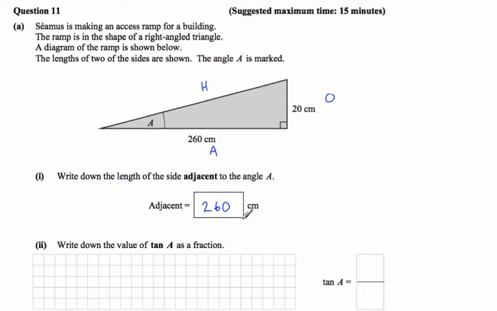Part 2 says, write down the value of tan A as a fraction. Well, you can use your tables book to help you here, or if you remember that the tan of an angle, tan of the angle A in this case, is the opposite over the adjacent. So the opposite in our case is 20, so the tan of A is 20 over the adjacent, which is 260. So that's the tan of A written as a fraction.